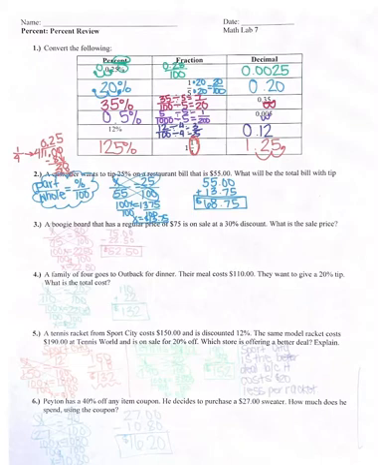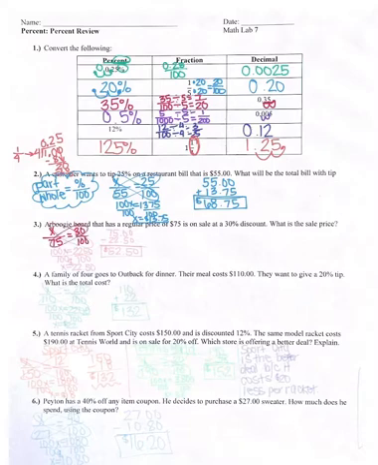Let's move on to a discount. So we have a boogie board that has a regular price of $75 is on sale for a 30% discount. What is the sale price? So the first thing we need to do here is use that part over whole proportion again. Our part is unknown. We're looking for it. Our whole is 75 equals 30% over 100.